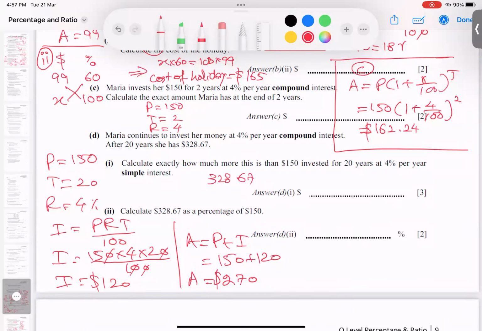328.67 minus 270. Oh, sorry, minus. Why did I write equal? Minus 270. This is called the difference. So if I subtract 328.67 minus 270, I get the difference of $58.67. So this is the difference. He will get more as compared to the simple interest. I hope it is clear.